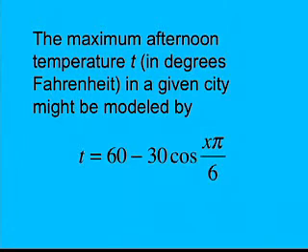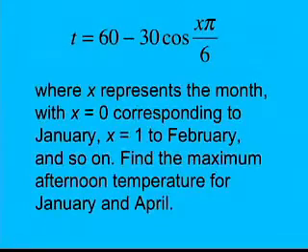The maximum afternoon temperature T in degrees Fahrenheit in a given city might be modeled by T equals 60 minus 30 times cosine of x pi over 6, where x represents the month, with x equaling 0 corresponding to January, and x equaling 1 to February, and so on. Find the maximum afternoon temperature for January and for April.